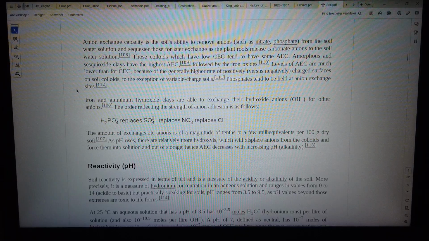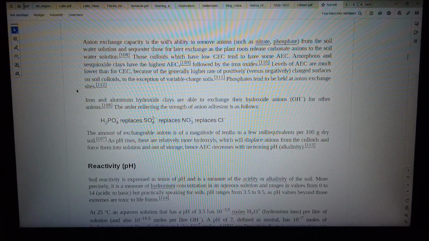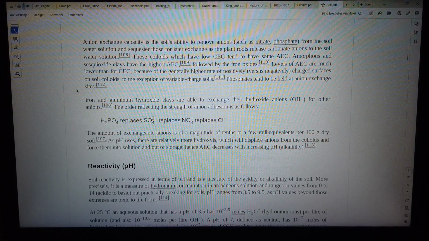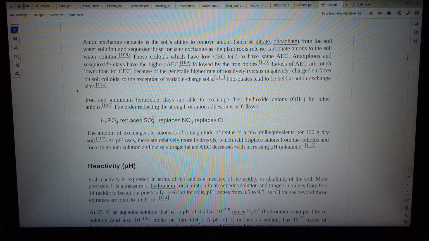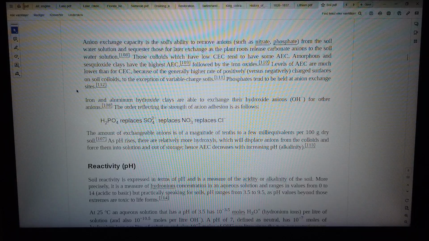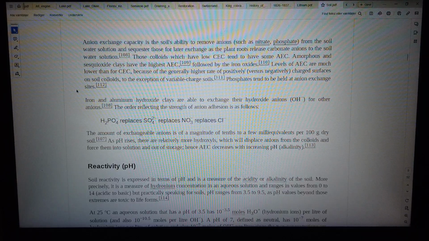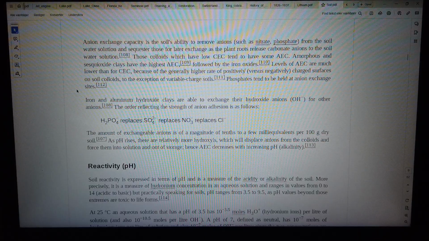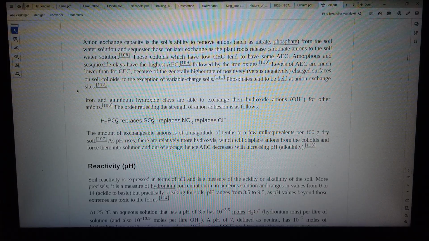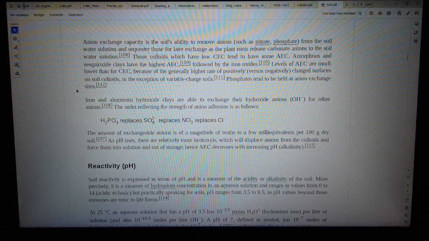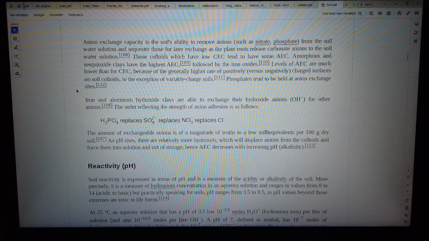108. The order reflecting the strength of anion adhesion is as follows: H2PO4 replaces SO4 2-, which replaces NO3, which replaces Cl. The amount of exchangeable anions is of a magnitude of tenths to a few milliequivalents per 100 g dry soil. 107. As pH rises, there are relatively more hydroxyls, which will displace anions from the colloids and force them into solution and out of storage. Hence AEC decreases with increasing pH, alkalinity.